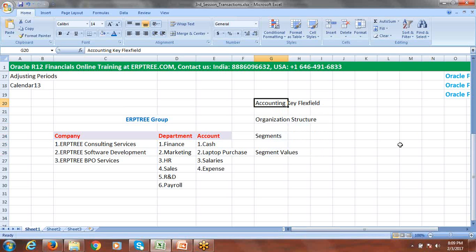When we say we have some feature in our application, the feature should belong to a specific application. We are discussing one feature called the accounting key flex field. It should belong to some application, AP or AR, CM or FA, GL, or some other. Already we discussed the different applications we have as part of our financials: primarily five applications, GL, AP, AR, CM and FA. This accounting key flex field feature is available in the General Ledger application.